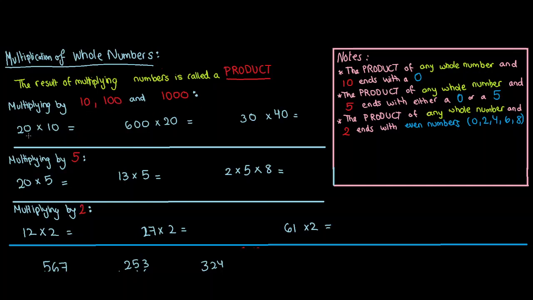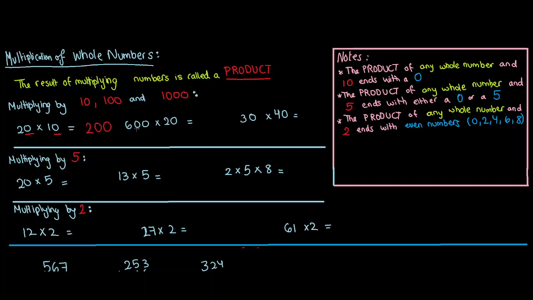When you are multiplying by 10, 100, or 1000, or any numbers that have zeros in them, all you need to do to start the multiplication is just count the number of zeros you have in your multiplication. In this example, we have 1, 2, we have 2 zeros. So we write the 2 zeros down, and then we're left with the numbers. 2 times 1, and that is 2. So 20 times 10 is 200.